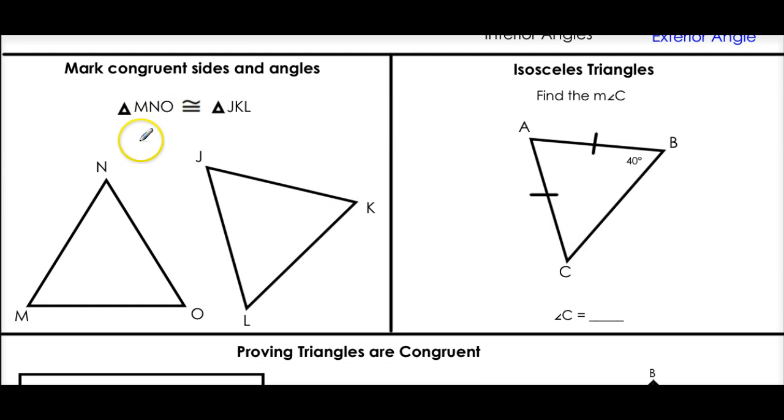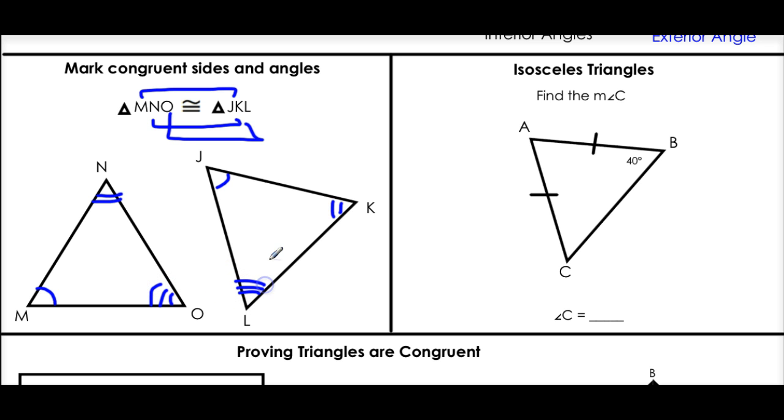Second part of this lesson, you might remember this, but these congruent statements, triangle MNO is congruent to triangle JKL, this actually means something very important. This tells us that angle M is congruent to angle J because they are in the same place. It also tells me that angle N is congruent to angle K. So N is congruent to K. And furthermore, O is congruent to L.